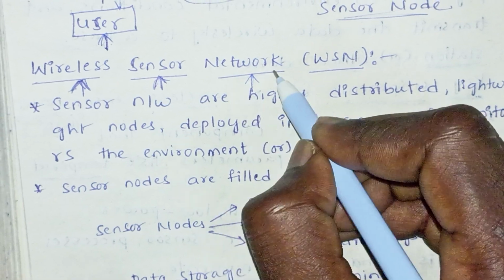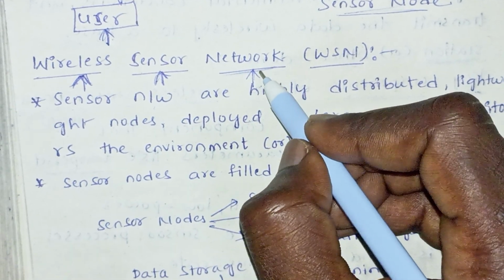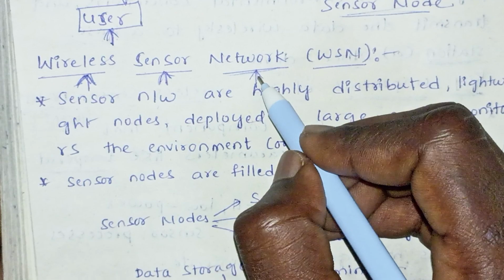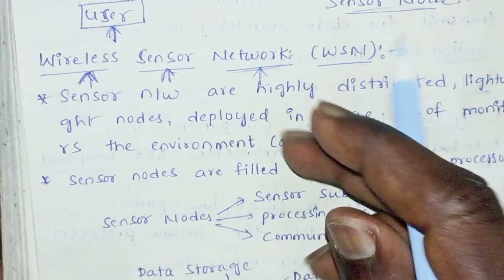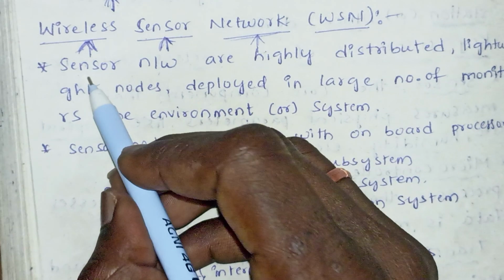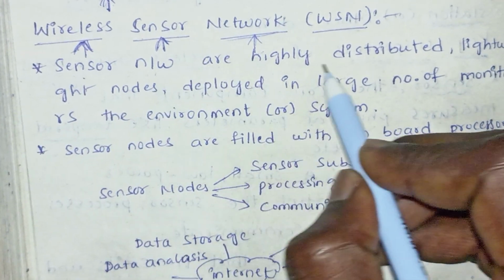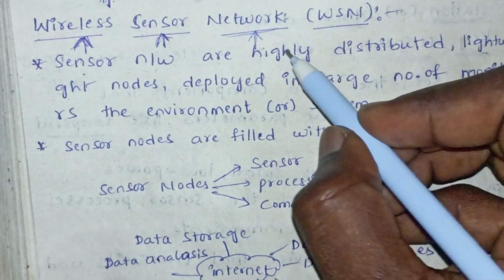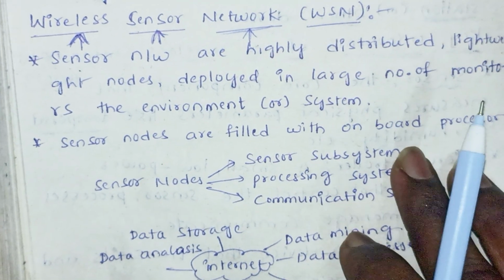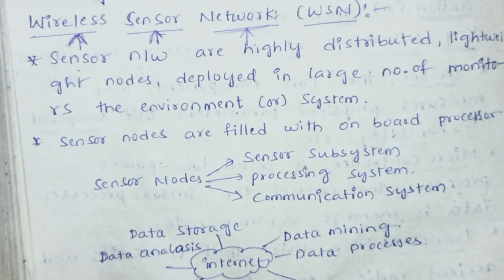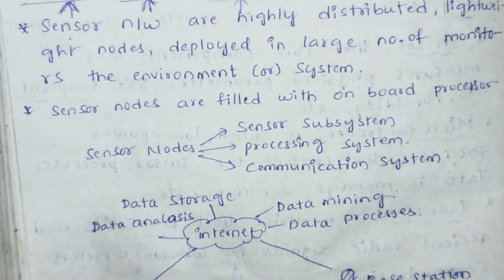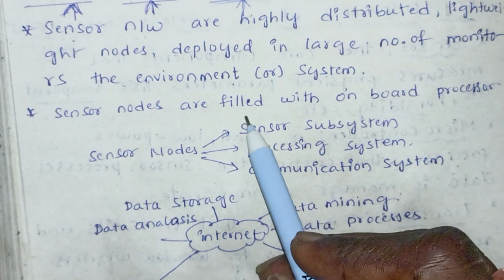These all come under the network. In the network we have sensor nodes, base station, internet, and user, as we discussed in the previous diagram. So WSN is nothing but the wireless sensor network. Sensor networks are highly distributed. We already know what a sensor will do. It can distribute the data, and these are lightweight nodes deployed in large numbers to monitor the environment or system.